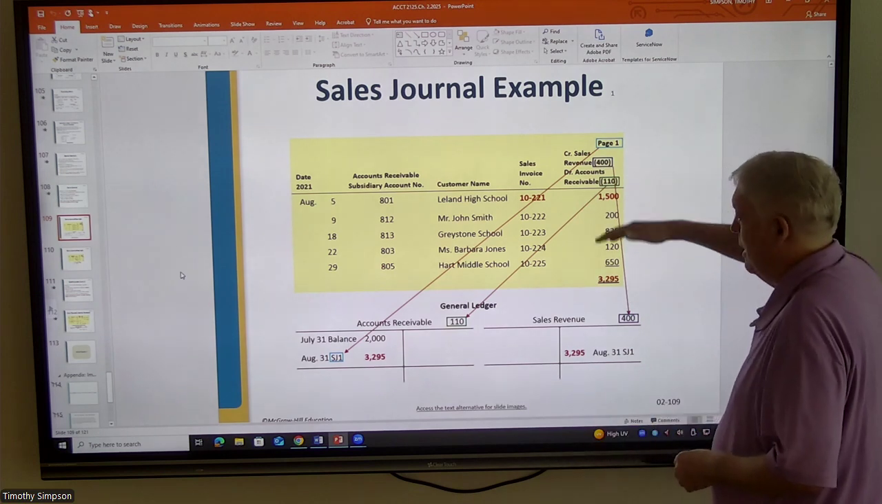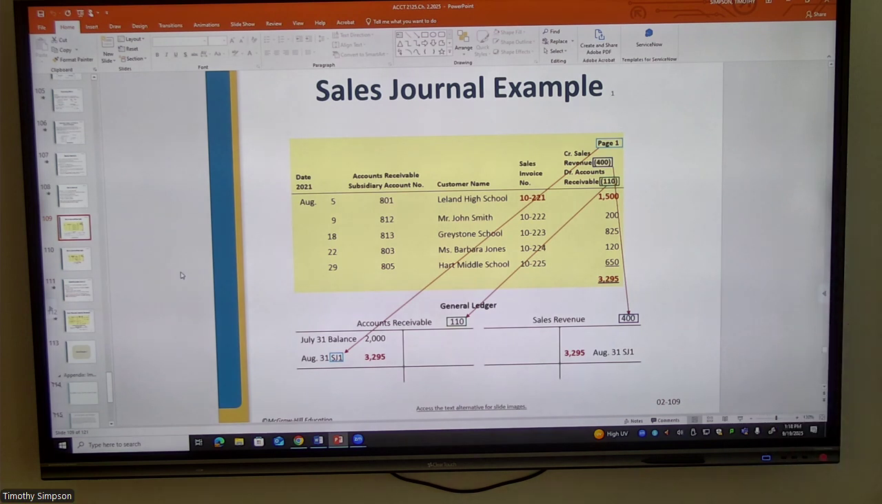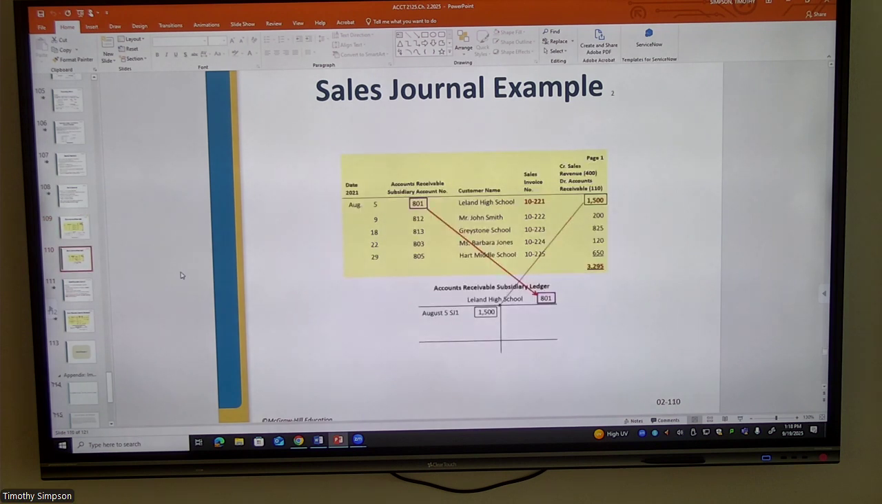These have not been zeroed out yet because we haven't collected them. So they're accruals, they're carryovers. We're going to collect them at some point. I think we have an example here where we collect. Yeah, we do. Well, we're going to get to that in a second.